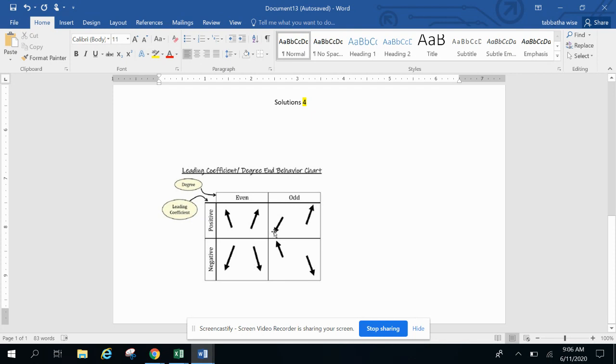Odd numbers, they're opposite. So odd, opposite, both start with an O. So if it's positive 2x to the third, the right side goes up. And since it's odd, they're opposite. The left side will go down. If it's negative, like negative 3x to the fifth, the negative tells the right side will go down. And since it's an odd degree, they are opposites. So let's check this understanding.